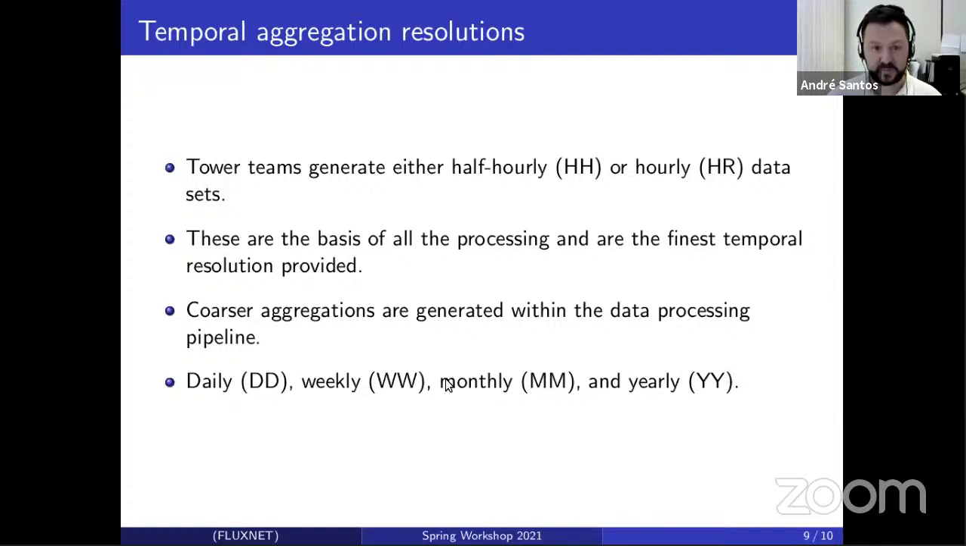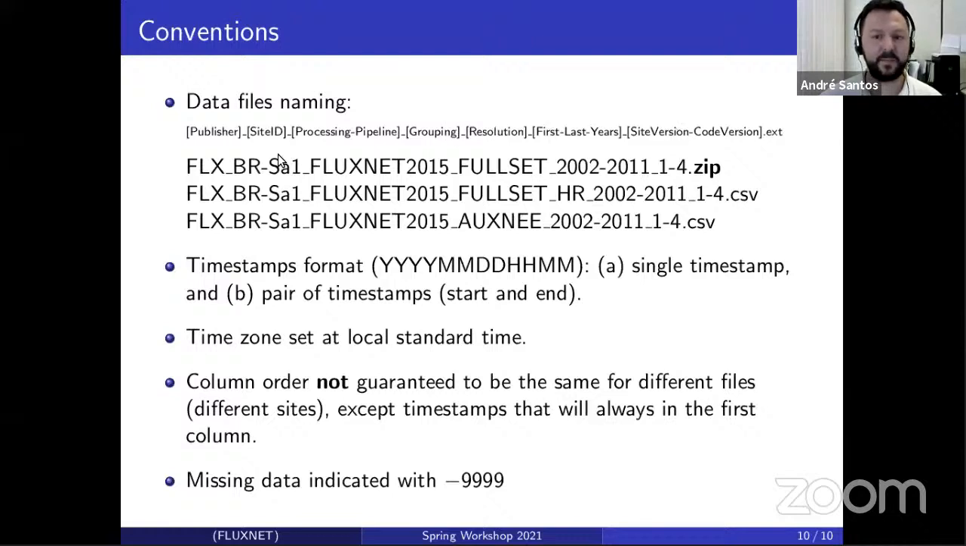When you download the data, you have a zip file containing many files. In the data file's name, the first field is the publisher, here the FLUXNET symbol, then the site ID, like BR-Sa1. The processing pipeline is the FLUXNET2015 dataset. Then the grouping, which you choose; here it's the full set. Then the resolution of the data. On this site in Brazil, we have data from 2002 to 2011. And you have the site version and the code version, so it's 1 and 4.